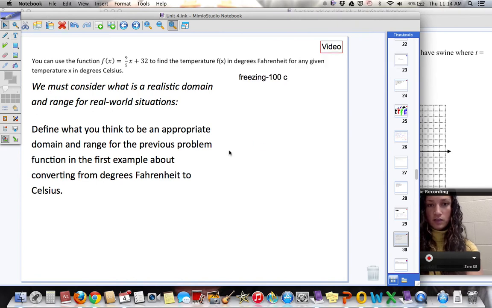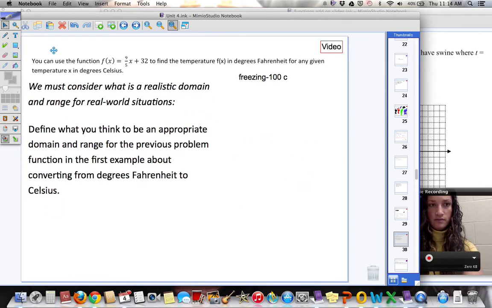So let's look at this actual equation. If we're thinking of Celsius, Celsius is my x value, right? X is Celsius. So my domain, and I'll put this down here.